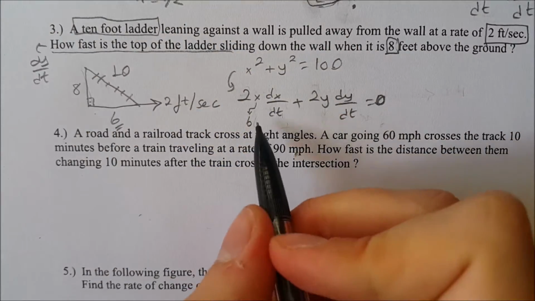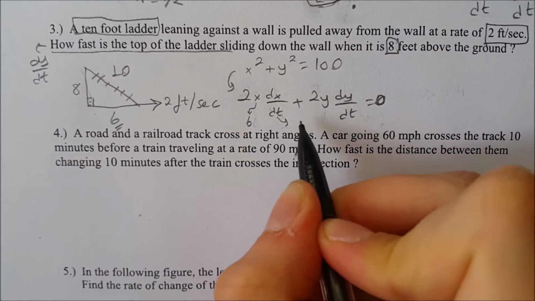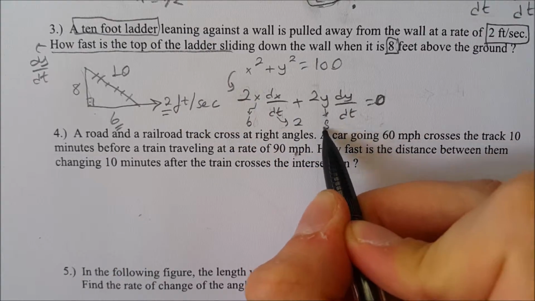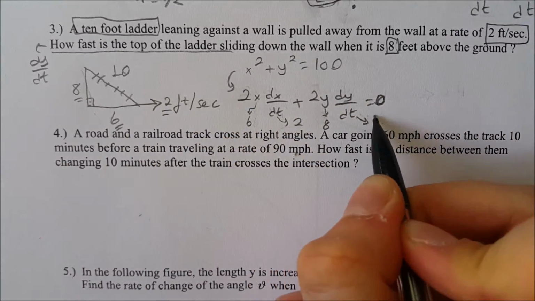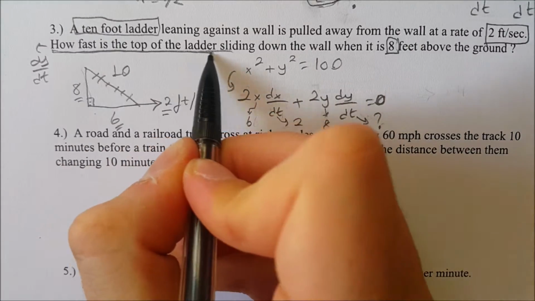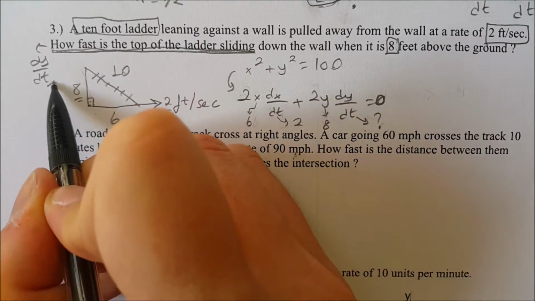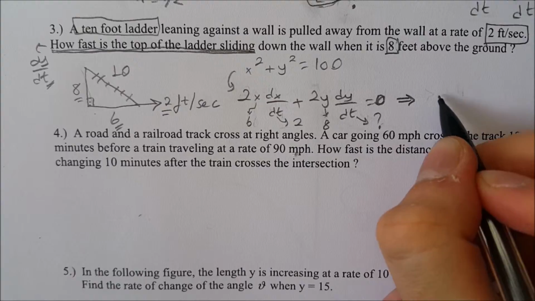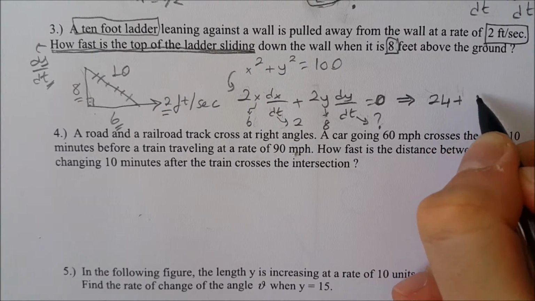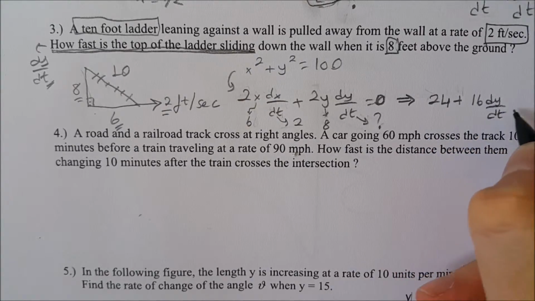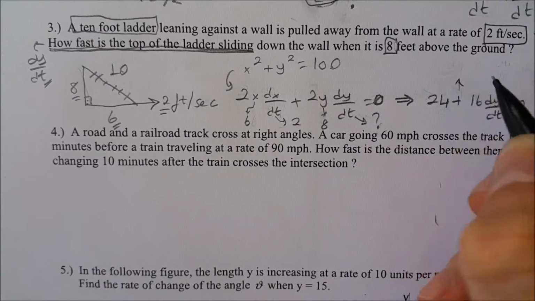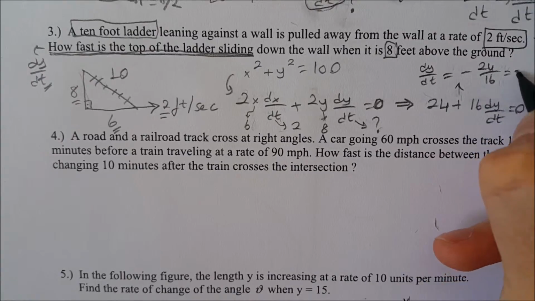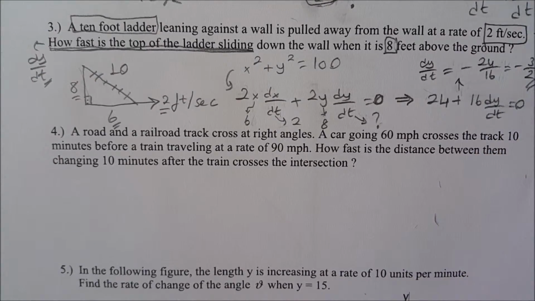Now, we are going to put the values into our variables as given to us. The x is 6 as we found, dx over dt is 2 since the rate of change is 2 feet per second, y is 8 as found, and dy over dt is what the question is asking when it says how fast the top of the ladder will fall. So that makes 24 plus 16 dy over dt equals 0, which makes dy over dt equal to negative 24 over 16, which is equal to negative 3 over 2.